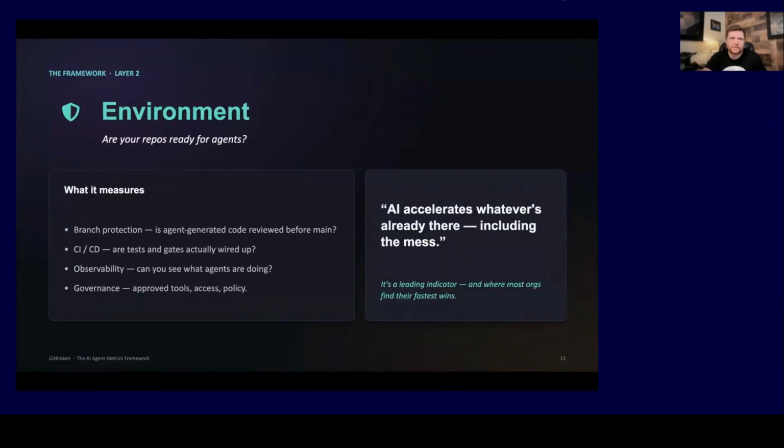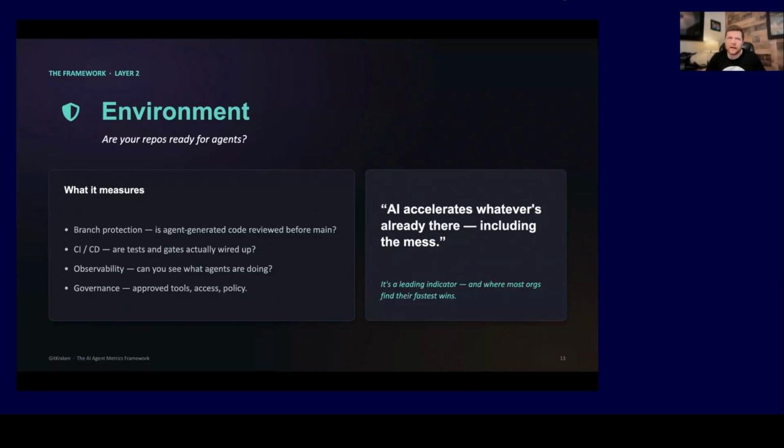Next is environment. And so really this is the second layer of the framework. And this is one that often gets skipped, but is really super important. Once you know how people are using AI, you really have to ask, are your repositories, is your code base ready for agentic development? Things like branch protection, CI/CD, observability, governance.